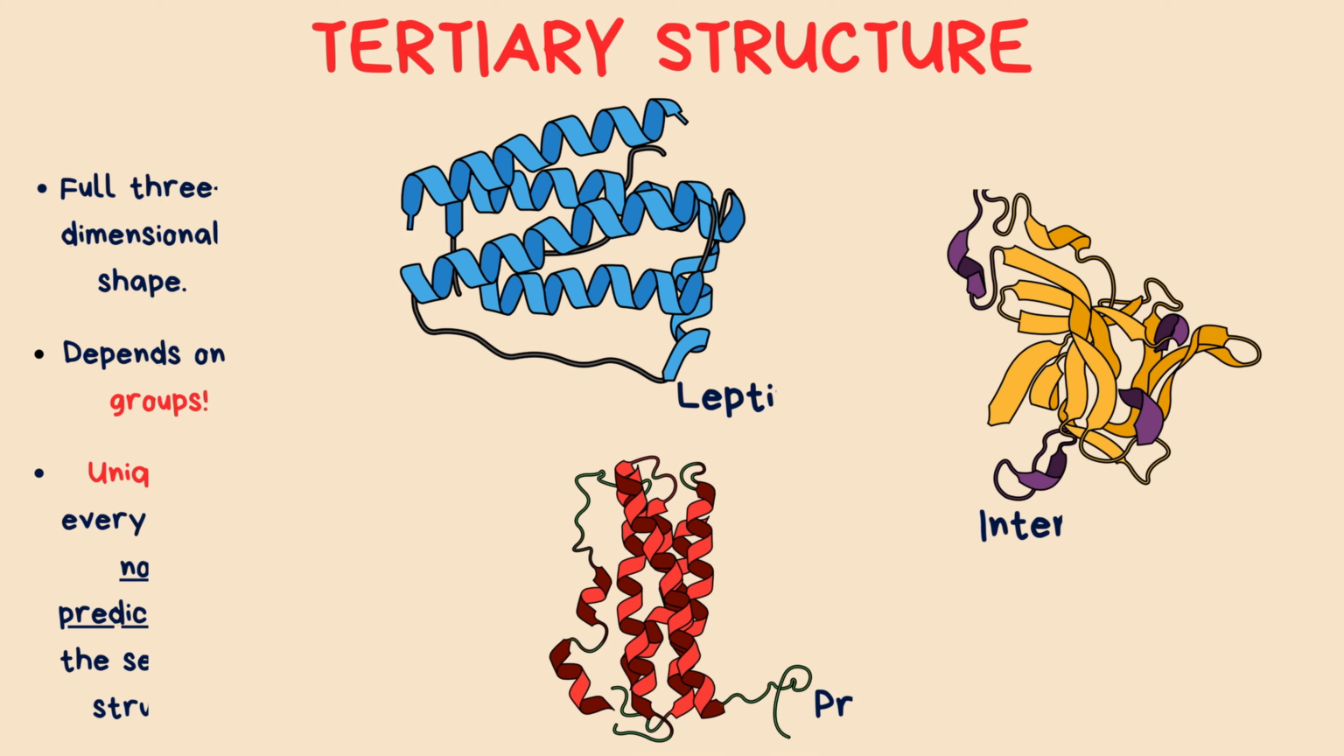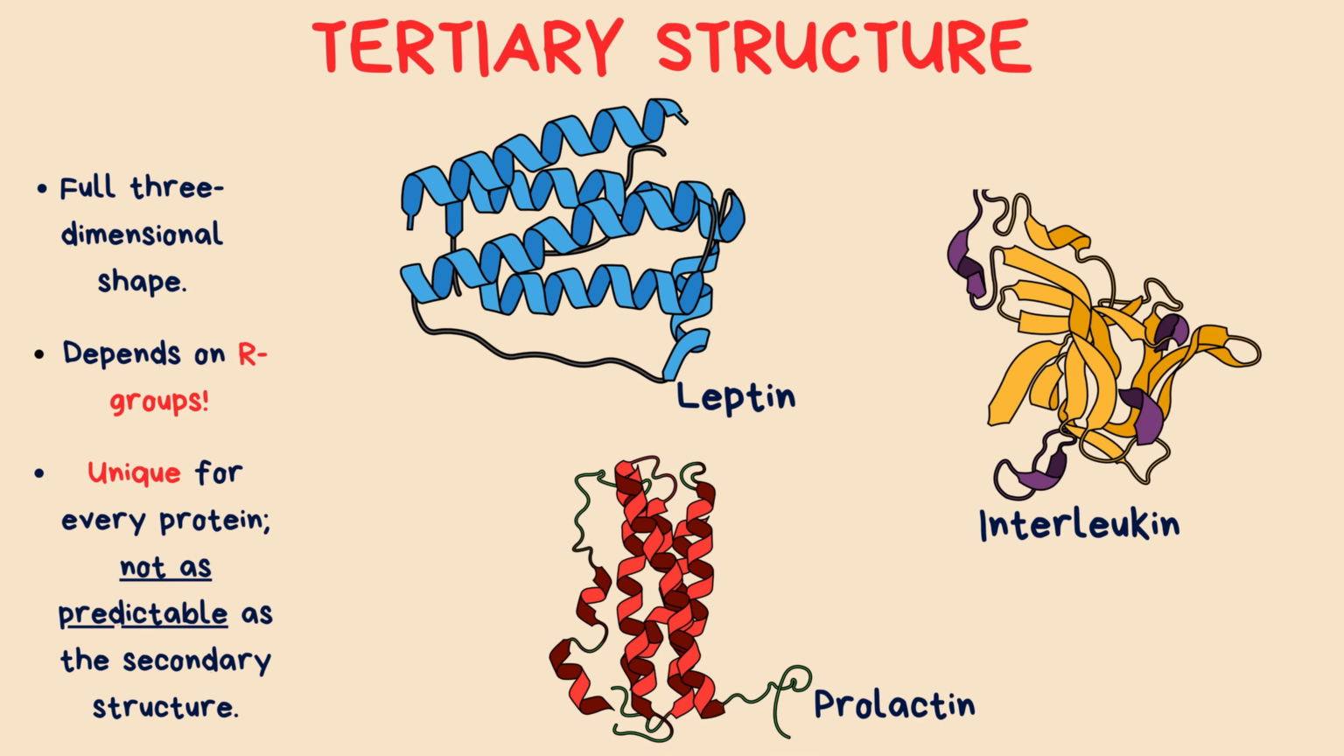The tertiary structure is the full three-dimensional shape of a single polypeptide chain. Here, we are talking about how amino acids far apart in the sequence interact to create the final fold, and you can notice alpha helices and beta sheets interacting with each other. What determines the tertiary structure is the R groups, that is to say, the variable parts of each amino acid.